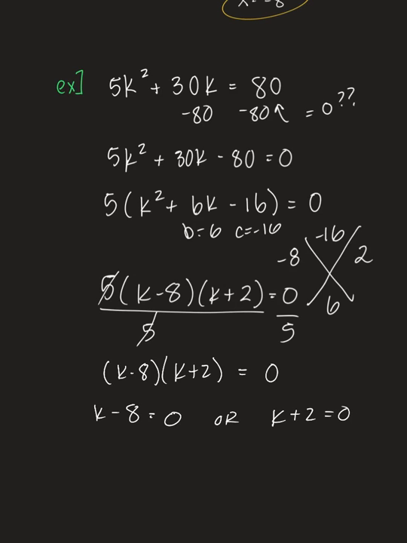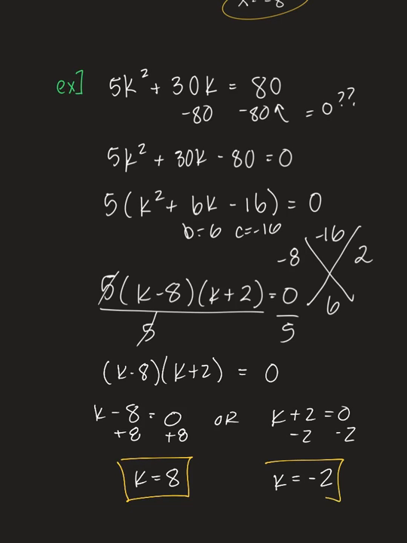And then we can solve for each one. So add 8. One answer could be k equals 8. And the other answer is k is equal to negative 2. Also, just note that another way you could write this is with curly braces, negative 2 comma 8. Sometimes you'll see your answer written like this, and that's fine too.